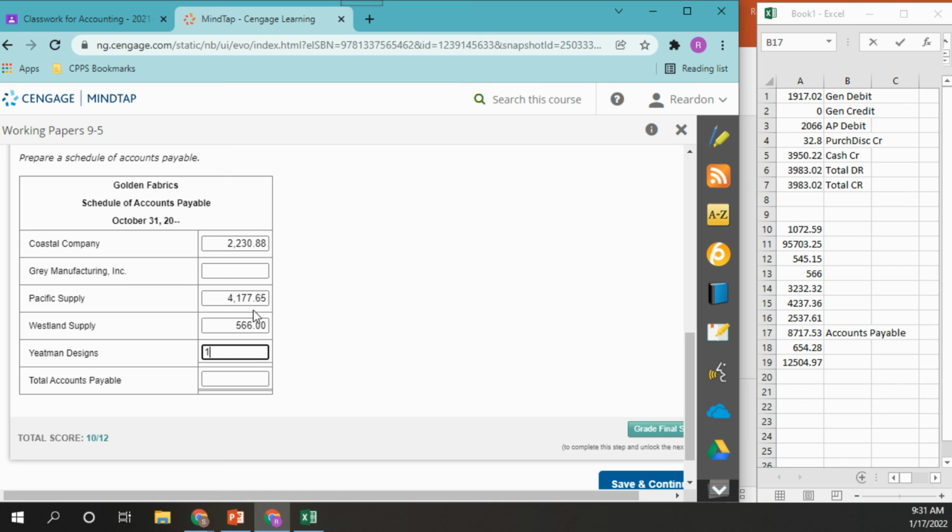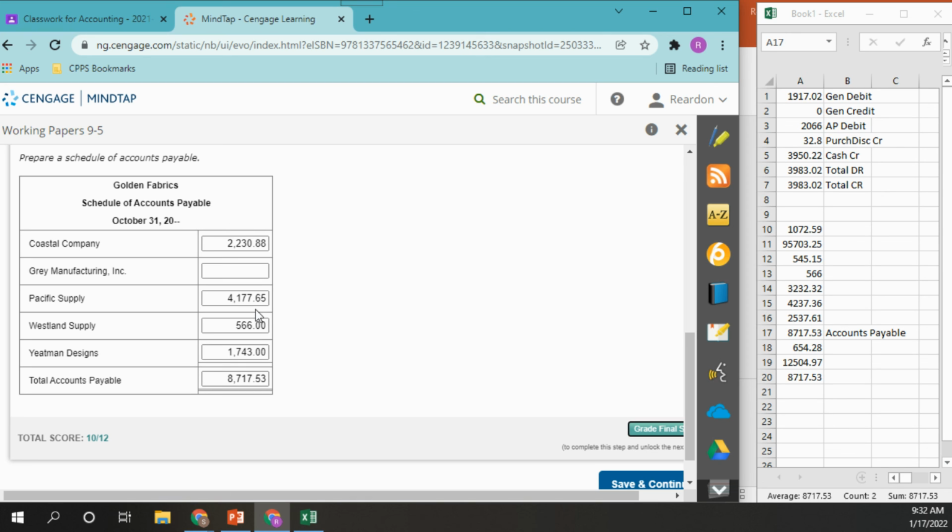Okay, 1743. And we're going to use my little adding machine over here: 2230.88 plus 4177.65 plus 566 plus 1743 equals 8717.53. You can see that equals my balance up there in my controlling account, 8717.53. So we're just creating a schedule.